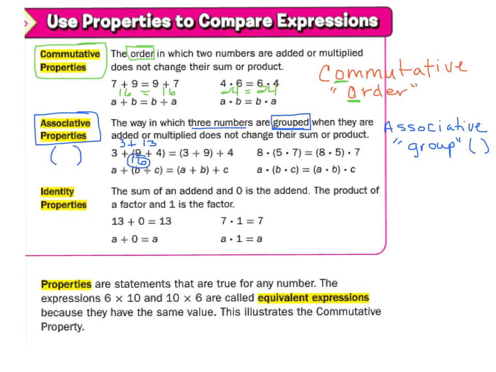So over here we'd have 3 plus 9 is 12, plus 4, and 12 plus 4 is also 16. What's nice about the associative property is that we sometimes can put numbers together so we can do quick math or mental math with to kind of get those friendly numbers together.